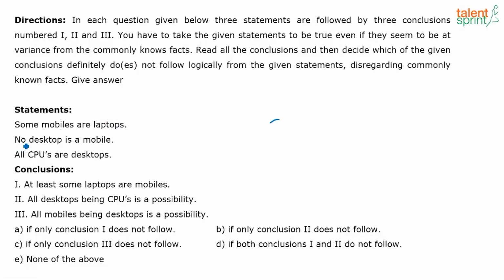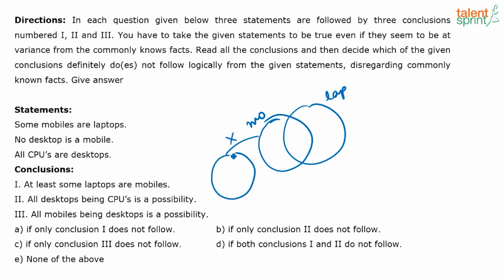Some mobiles are laptop. No desktop is a mobile. All CPUs are desktops. The conclusions: at least some laptops are mobiles; all desktops being CPU is a possibility; all mobiles being desktop is a possibility. Let's draw the diagram for this. What is given? Some mobiles are laptop. No desktop is a mobile. All CPUs are desktops. So this is the basic diagram that you get.